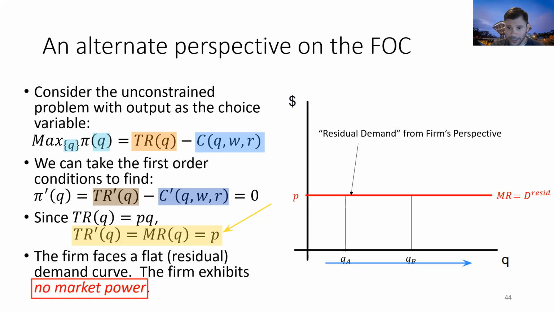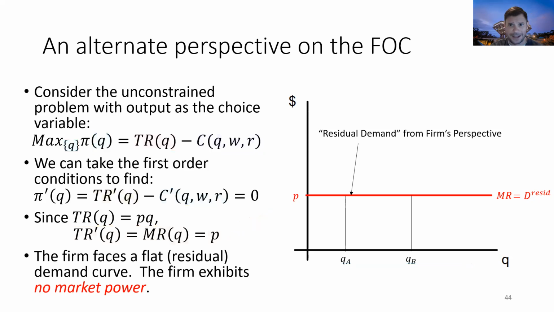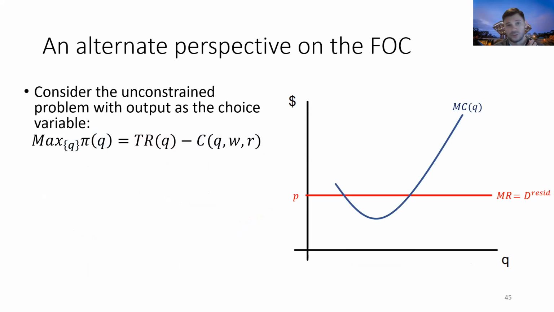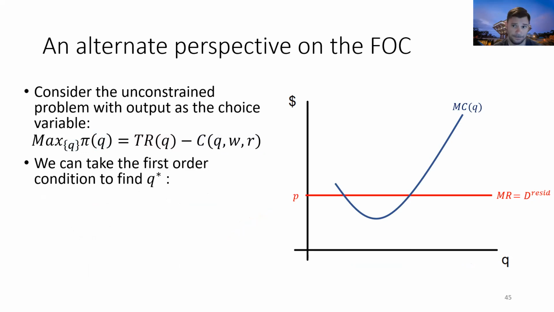So here's what we're going to look at: an alternate perspective on the profit maximizing solution. We have this price that we're taking as given. We have this red residual demand curve, which is the demand curve from the firm's perspective. And we want to solve the optimization problem here by examining the first order conditions carefully.